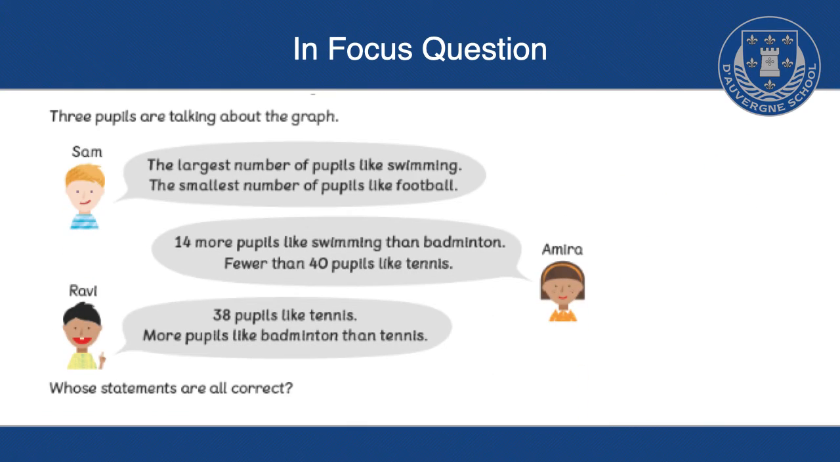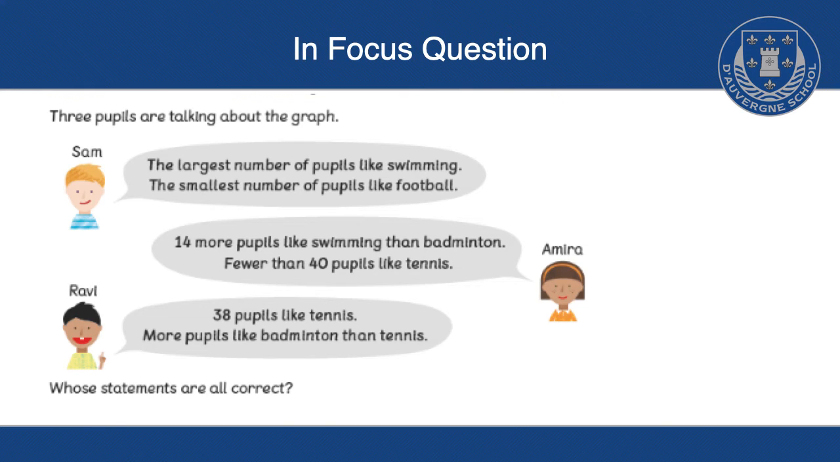So here are the 3 pupils' statements, and again what I would do is pause the video and write the statements down. There's 2 statements per pupil. Sam's got 2, Amira's got 2, and Ravi's got 2. Say whether you agree or disagree with them, because some part of their statement might be true, whilst another part might not be. So Sam says the largest number of pupils likes swimming. He also says that the smallest number of pupils likes football.